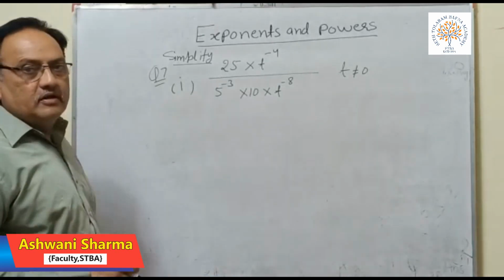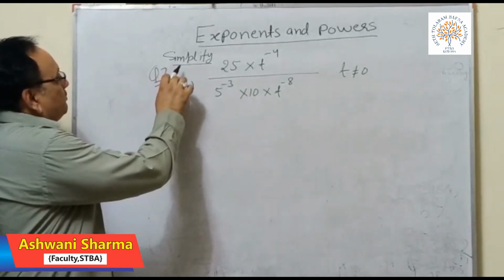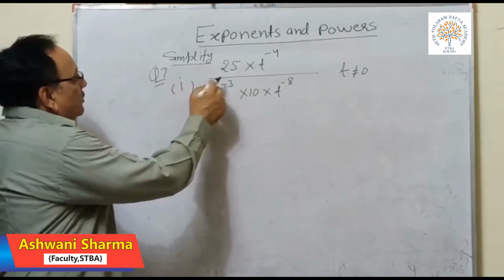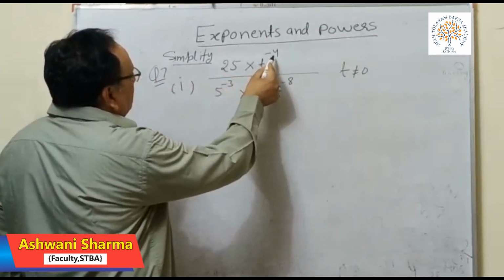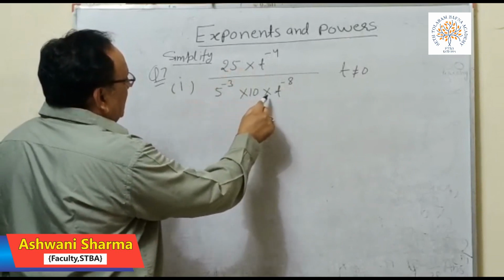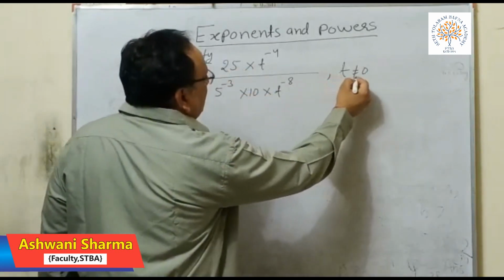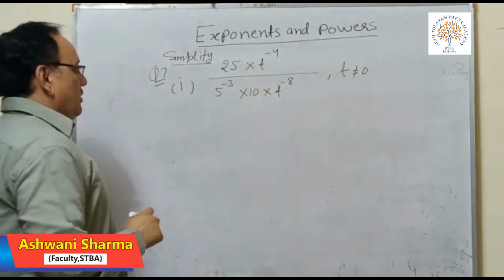Now the question number 7. Simplify 25 into t raised to the power minus 4 upon 5 raised to the power minus 3 into 10 into t raised to the power minus 8. Condition is t is not equal to 0.